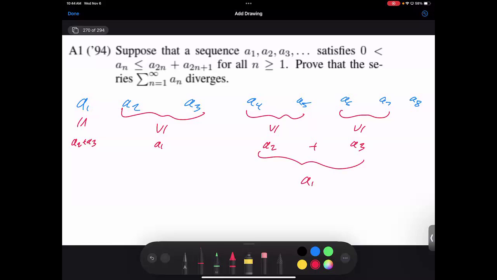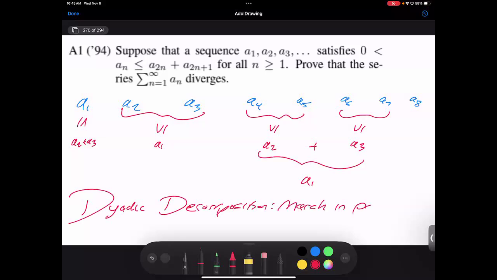What do you think I should look at next? A8 to where? 16, 15, 17, something like that. It's basically, this is called a dyadic decomposition. We march in powers of 2. So we keep taking blocks that are twice as large as before. And when we do this as we march down, well, the sum is clearly going to diverge.